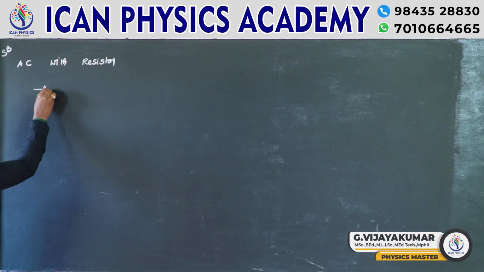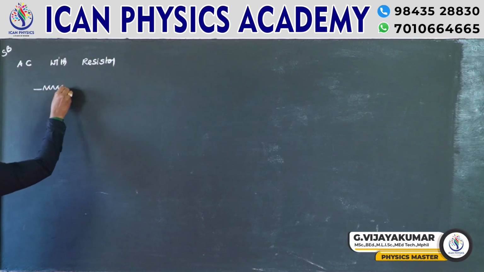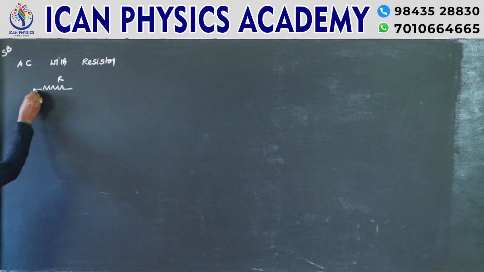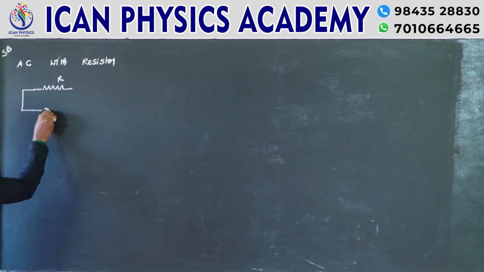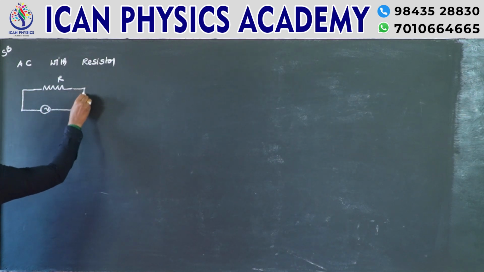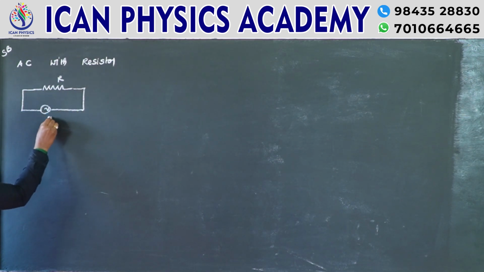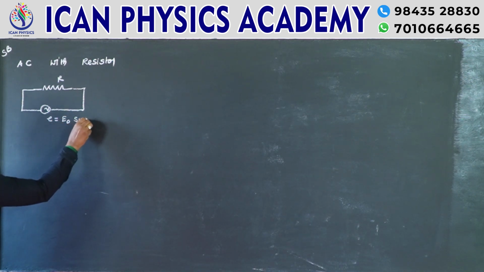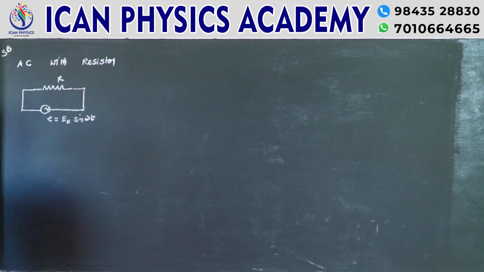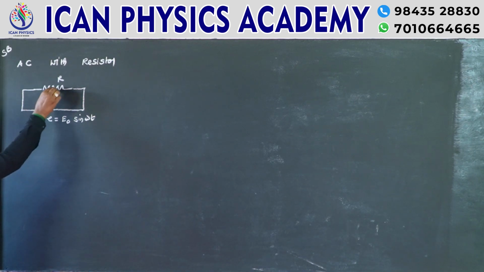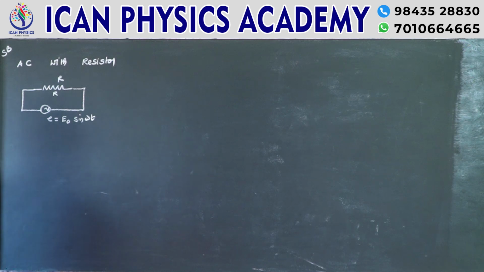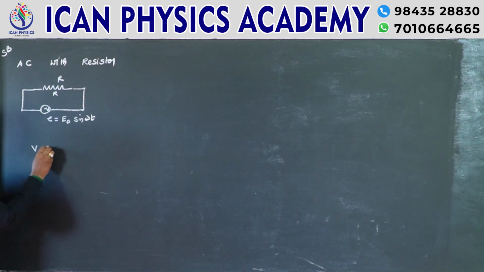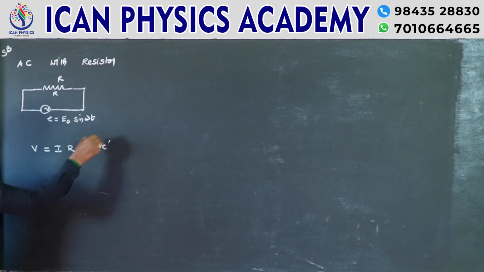Now, a resistor of resistance R is connected with an AC source. So the AC source gives an EMF of E equal to E naught sin omega t. The resistance given by the resistor is R. So we know that V equal to IR for DC current.